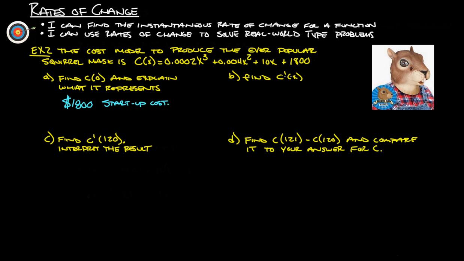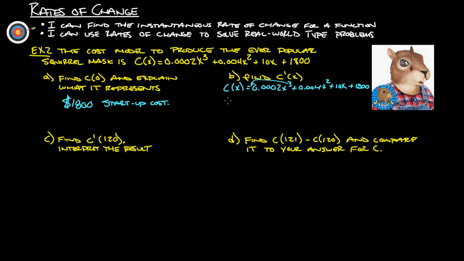Okay, B, find C prime of x. So find the derivative of this thing, right? So let's do this. So we've got C of x equals 0.0002x cubed plus 0.004x squared plus 10x plus 1,800. So this will just make it a little easier to do the derivative.